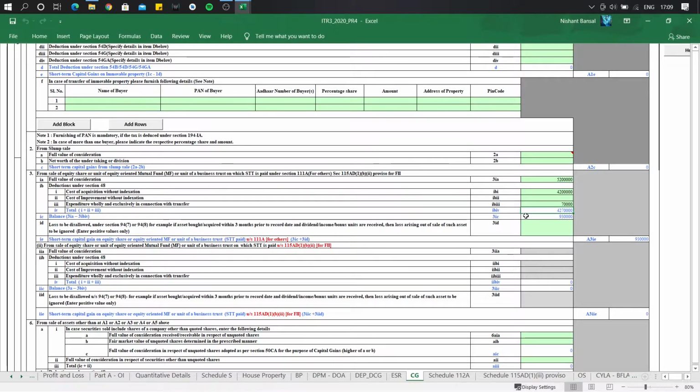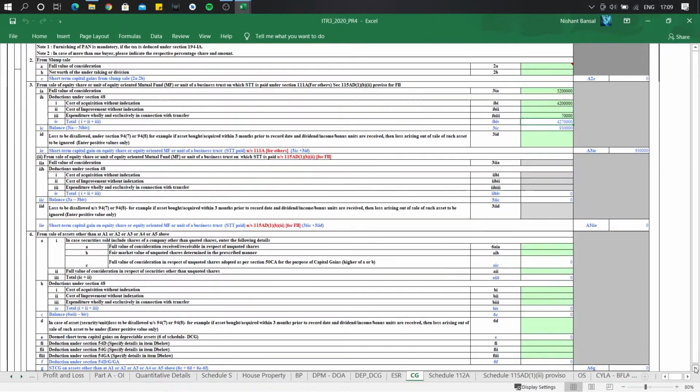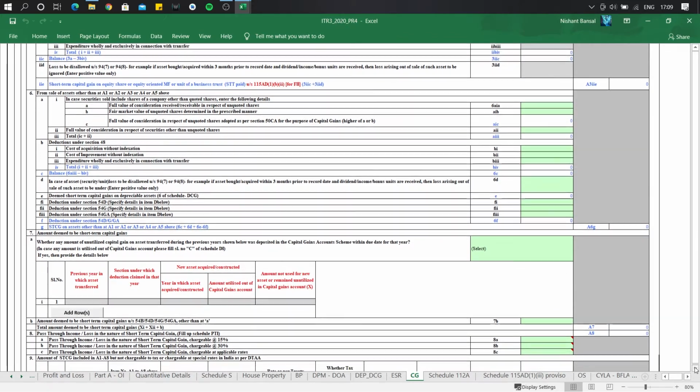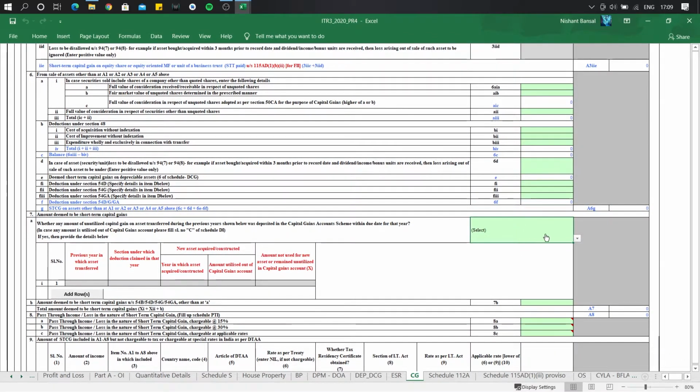Now we have long-term capital gain in which sale of land is there. Then value of building as per stamp valuation authority is also given. Cost of acquisition without index is given, which means we have to ourselves calculate the indexed value, and then expenditure is given. Okay, so let's move ahead. So guys, this field is mandatory. You have to fill it accordingly. Since no amount has been transferred to the capital gain account scheme in our case, we'll simply select not applicable here.